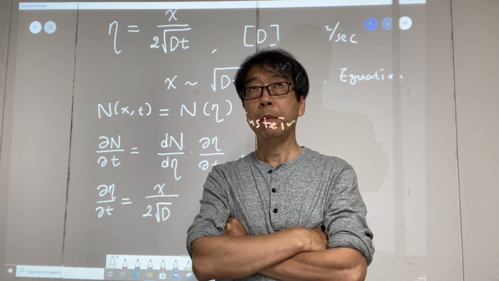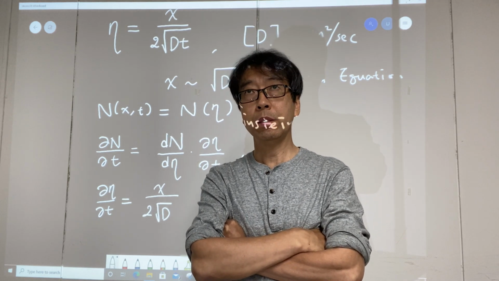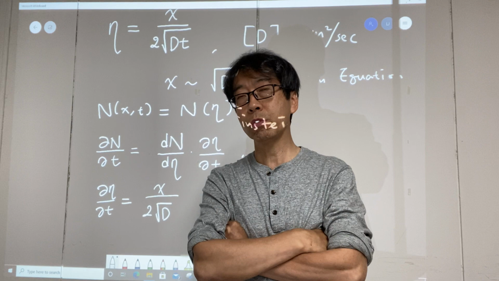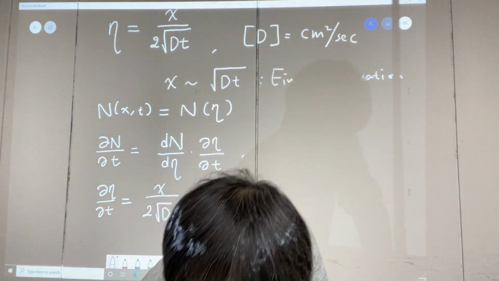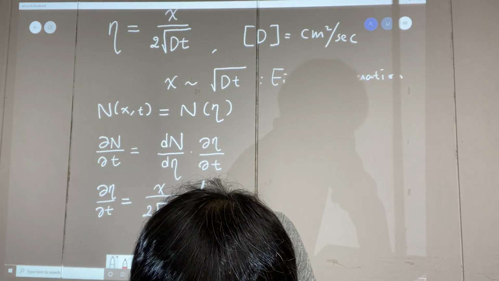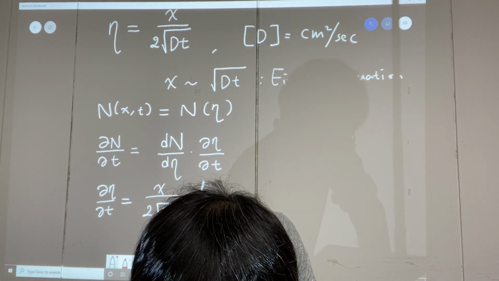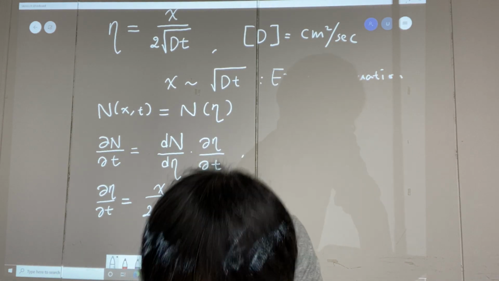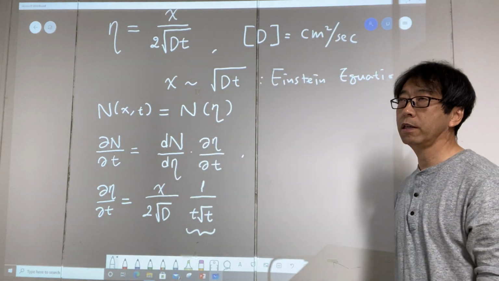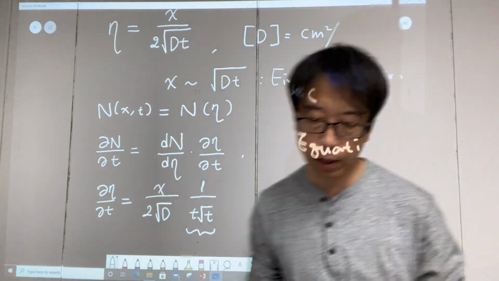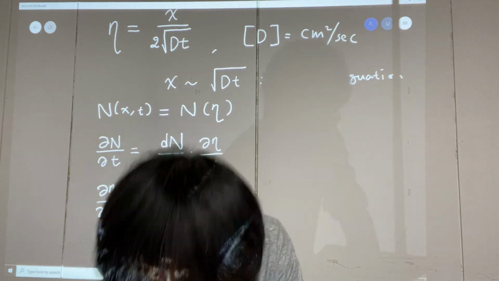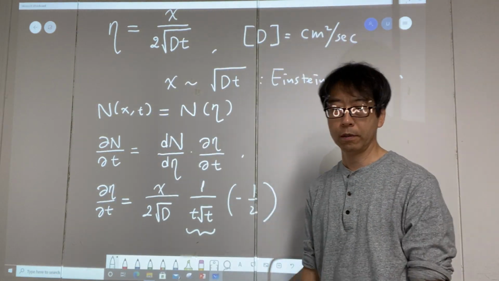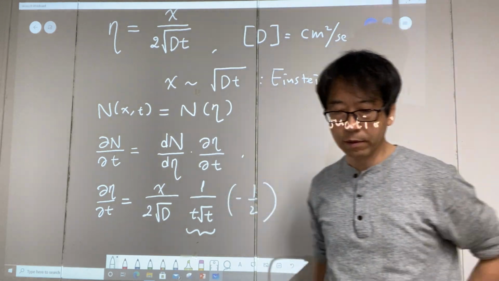So minus 1 over 2 minus 1 is minus 3 over 2. Minus 3 over 2 is 1 over t square root t. So the result will be 1 over t square root t. This corresponds to t to the minus 3 over 2 power, okay? And then there will be minus 1 over 2. Is that good? Alright, so let's just leave it like this.